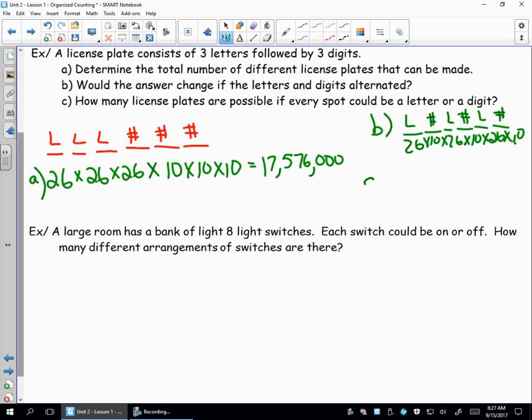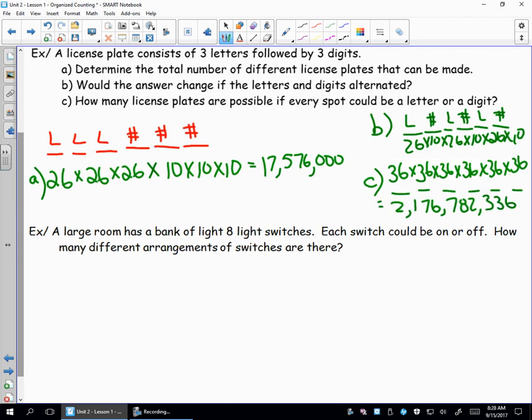How about part C, however? Is that a different question? How many license plates are possible if every spot could be a letter or digit? So, I could have a letter or a digit for all 6 of these spots. Well, that's going to change things. Because if the first thing could be a letter or a digit, well, now there's 36 choices, the 26 letters and the 10 numbers. And same thing for the next one, and same thing for the next one. So I've got 36 to the power of 6. Well, that's a different number. That's a much bigger number. That's 2,176,782,336. Much bigger number.